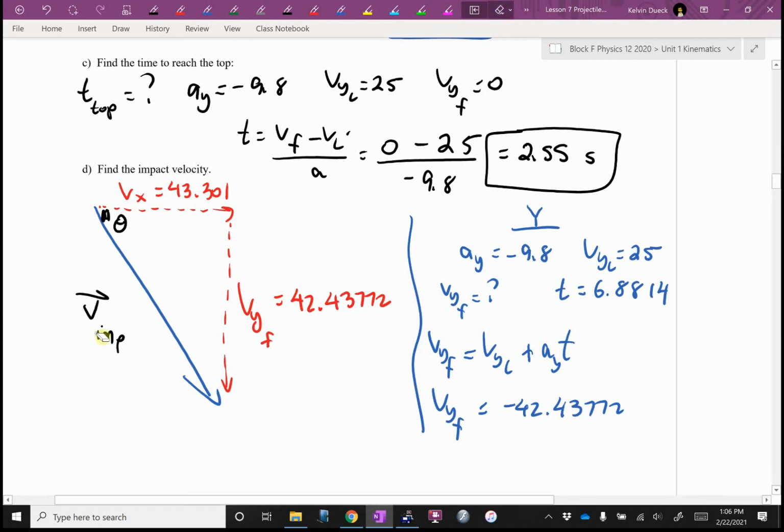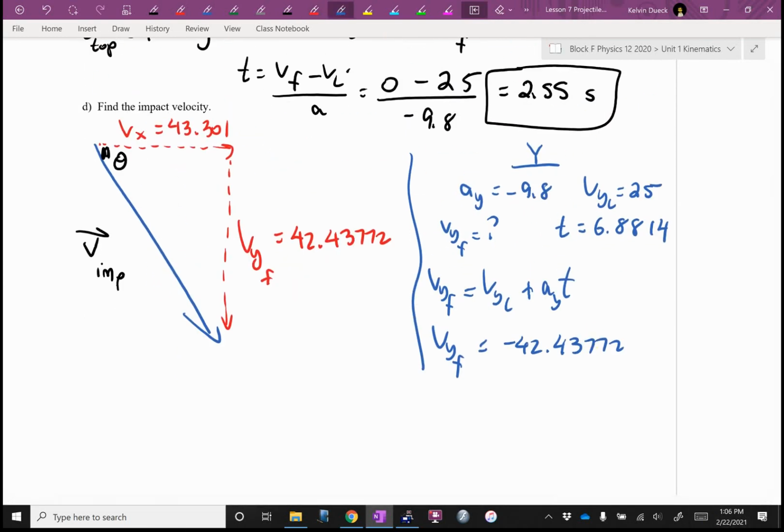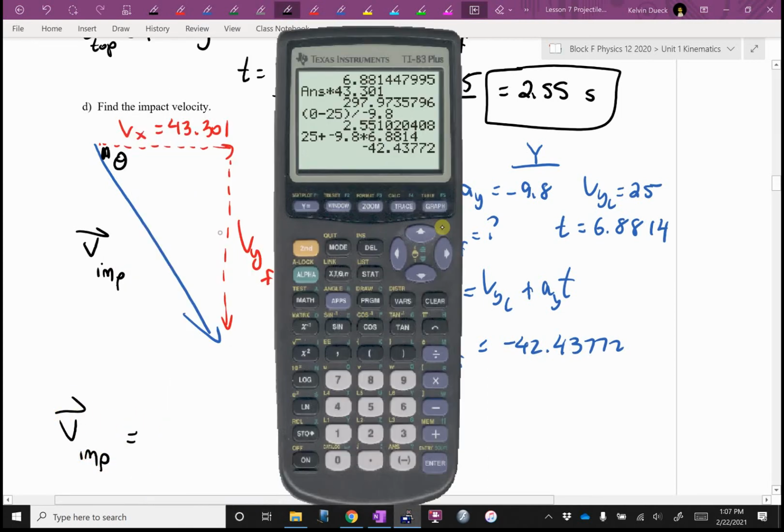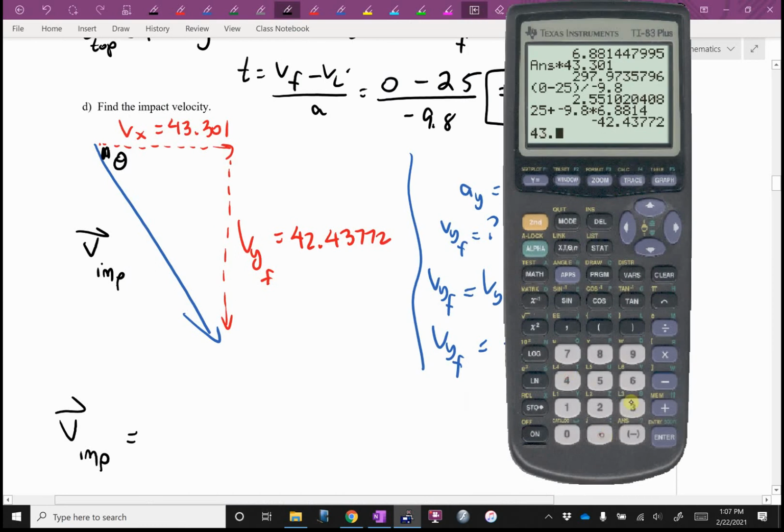How can I find the magnitude of this? Looking for a word that starts with the letter P and rhymes with Pythagoras. Pythagoras? Okay, we can do that. So, here we go. V impact is going to be 43.301 squared plus 42.43772 squared. Square root. A magnitude of 60.6.